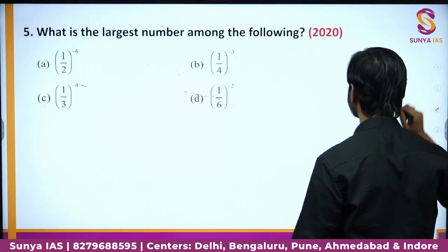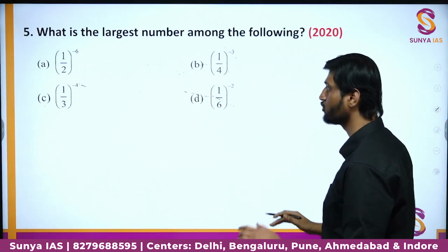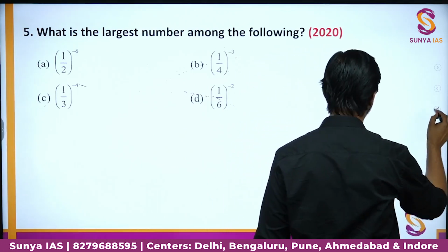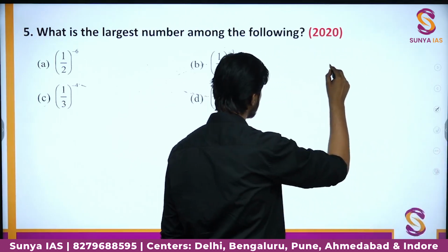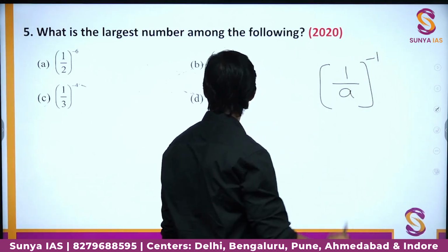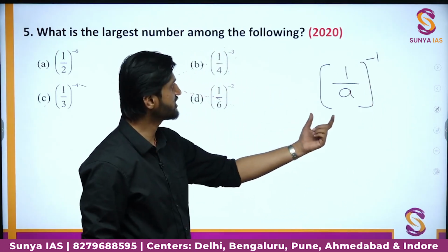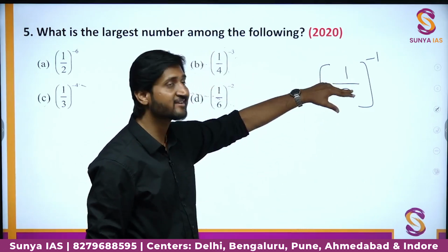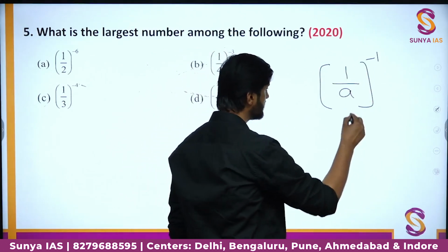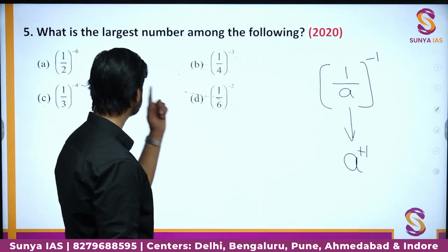Moving on to a similar question here, we have what is the largest number among the following. So, we have to tell which number is going to be the largest. So, here what we will do, we will just use one property. As you can see here, all the fractions are given in the format of 1 by a to the power of minus 1, or negative power is there. So, whenever there is such a case, we just take the reciprocal. So, when there is negative power, we just take the reciprocal and make it positive. It will be nothing but a to the power of plus 1. So, same things are going to be there.